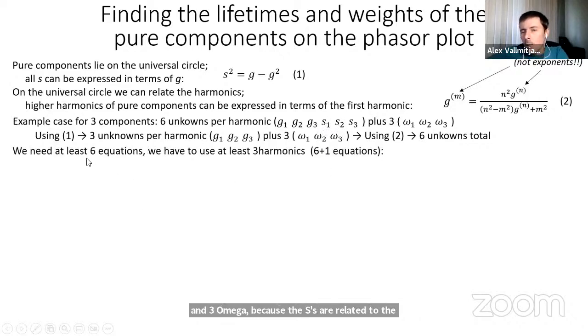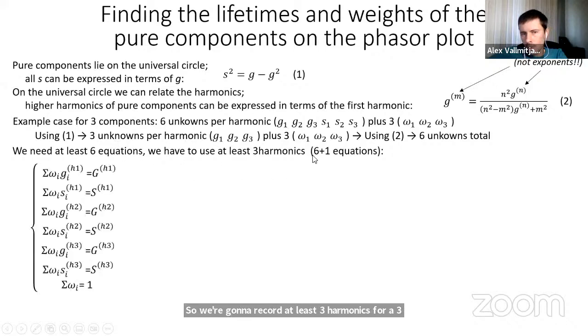So you need at least 6 equations to solve this problem. So we're going to require at least 3 harmonics for a 3-component problem, which will give us 6 equations plus the last one, which is the one that the components add up to unity. So these are the equations that I showed you before.